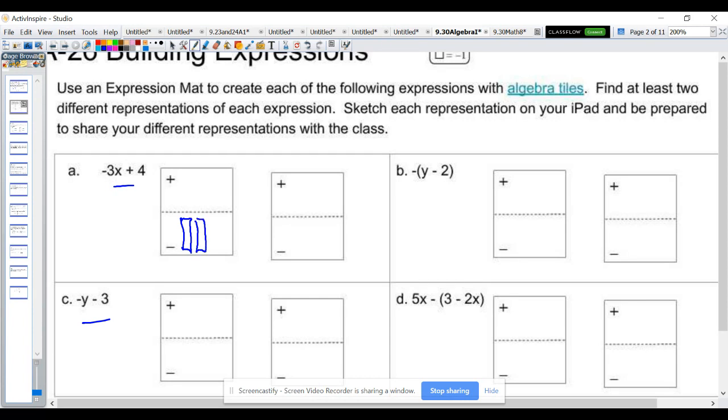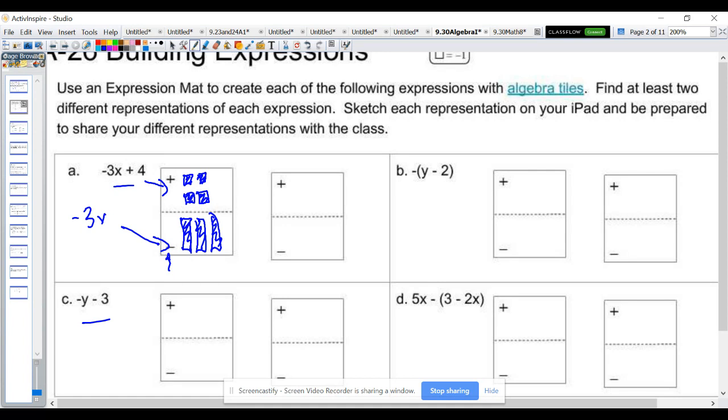I could throw 3 positive tiles in the negative side, because even though they're positive, that negative sign makes them negative. And then I can throw, let's see, I'll throw 4 positive tiles up here. So that technically, again, is saying negative 3x from here plus 4 from here. So you can do that for all of these.